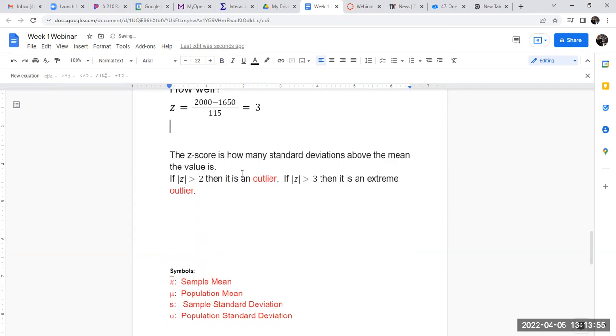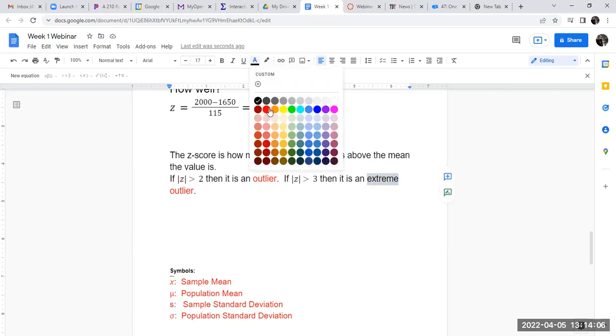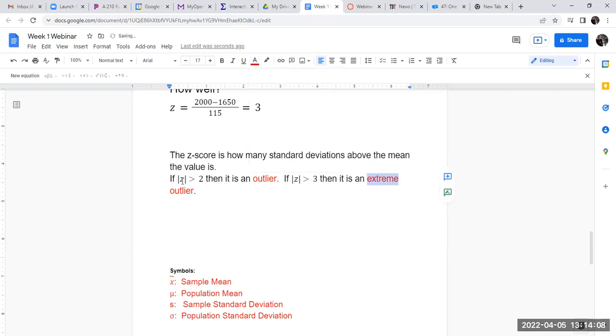So again, the Z-score is how many standard deviations above the mean the value is. And here's a very important definition. In fact, let me put that in red. If the absolute value of Z is greater than 2, then we call the value an outlier. You've heard the word, but you probably didn't know the math definition. This is the math definition. There are actually 2 definitions, and this is the one we're going to use in our class.